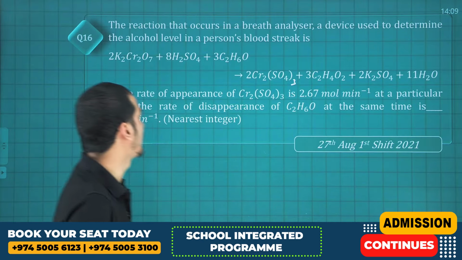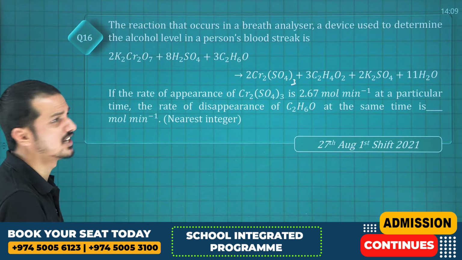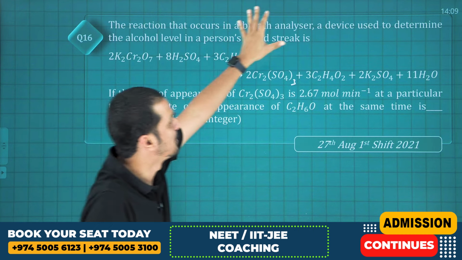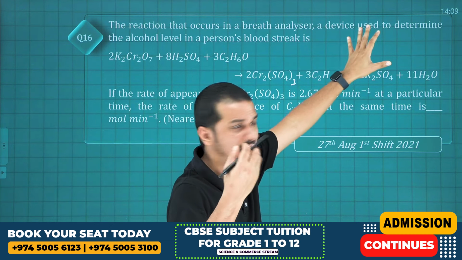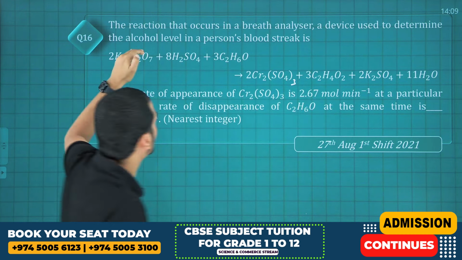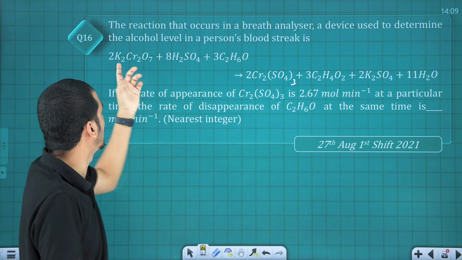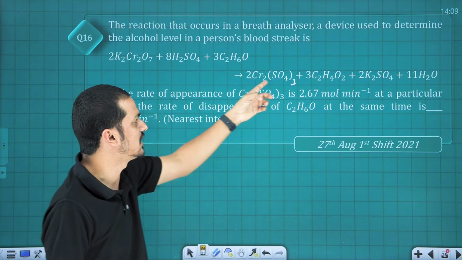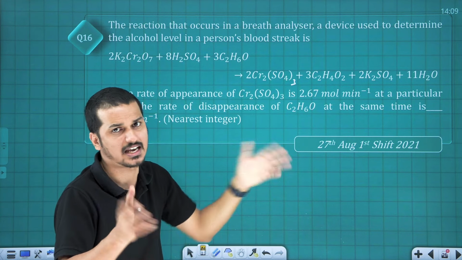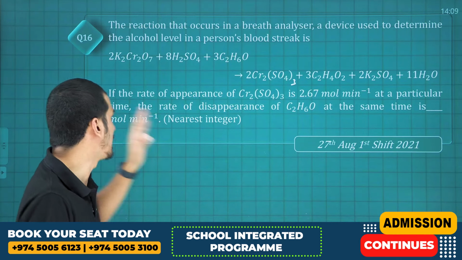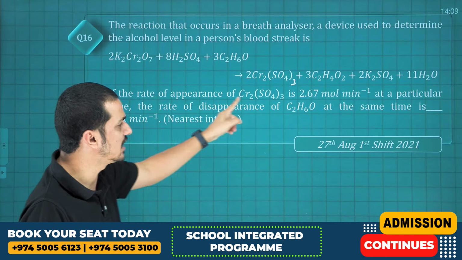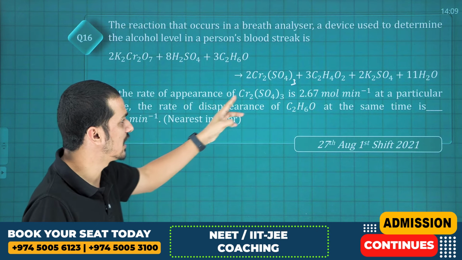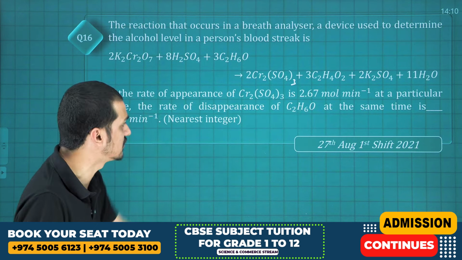See, this is the next question. This is also a rate related question. They are explaining some d block idea. They are explaining the reaction that occurs in a breath analyzer. You know, that alcohol smell we can easily analyze. A device used to determine the alcohol level in a person's bloodstream. If alcohol is there, when they ask them to blow their air towards that device, it will form Cr2(SO4)3, like that they can identify. That's actually the reaction. Anyhow, whatever it is, they are telling that the rate of appearance of Cr2(SO4)3 is 2.67.